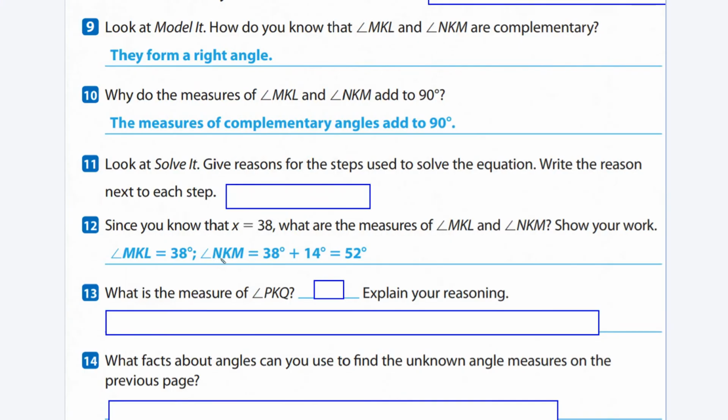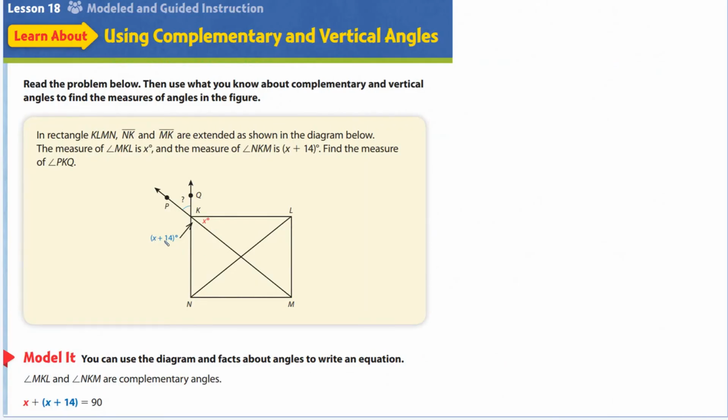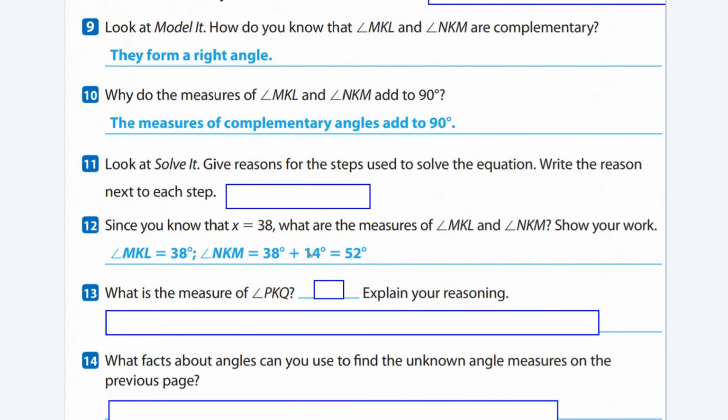And angle NKM is 38 plus 14, right? So instead of x plus 14, they plugged it in. Instead of x plus 14, they did 38 plus 14. And you get 52. 38 plus 14 is 52 degrees. There it is. So 38 and 52 degrees.